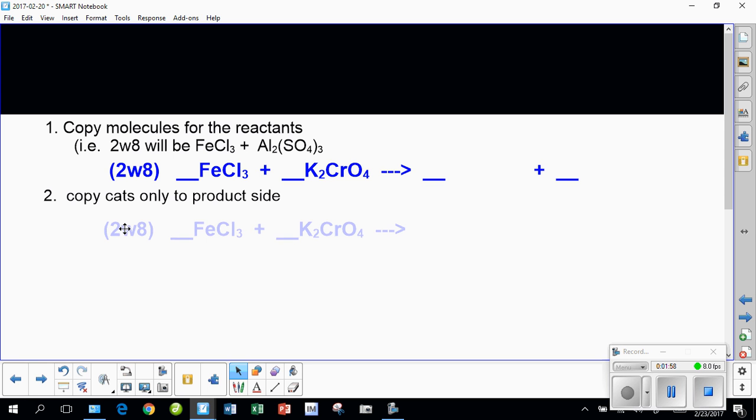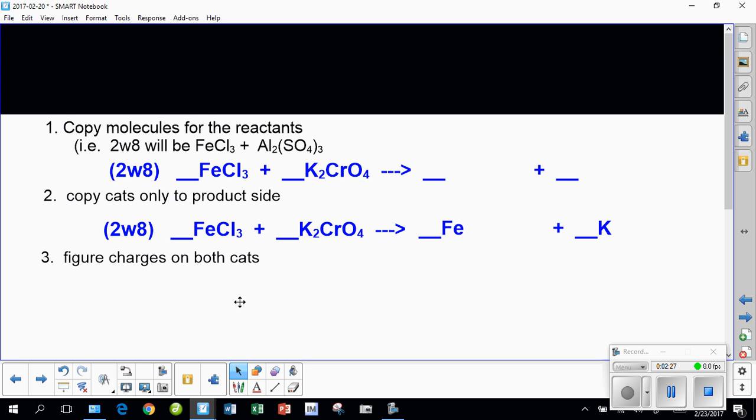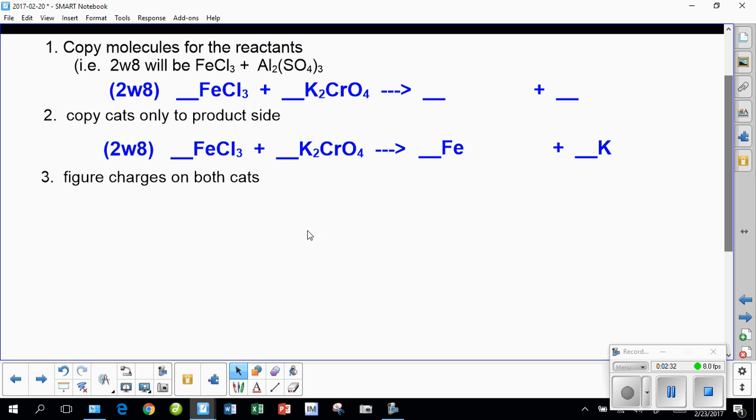So we've got our 2 with 8, and that's what we started with up here, and we put in the iron and potassium now because they are the cations, or the positive ions. Our next step is to switch the anions, which are chloride and chromate. So figure the charges on both cats first. So before we do that, we want to figure that.